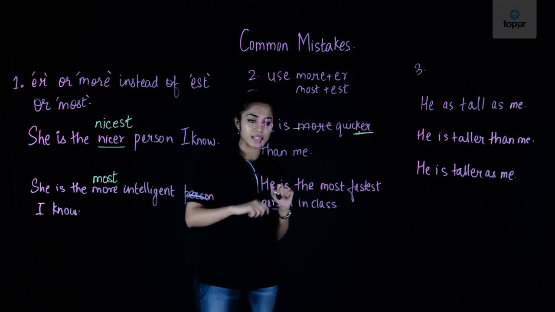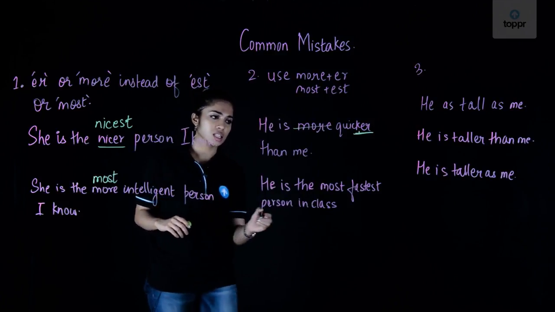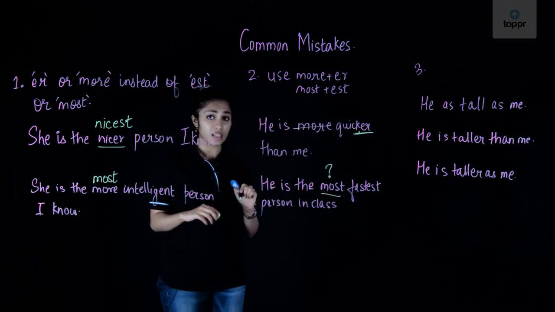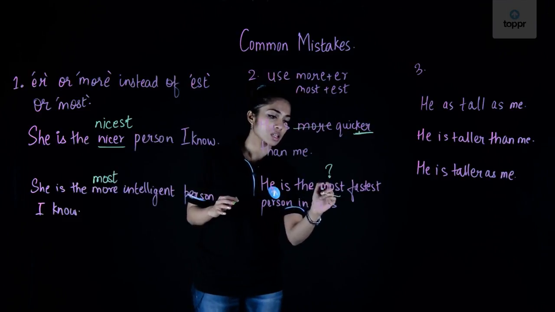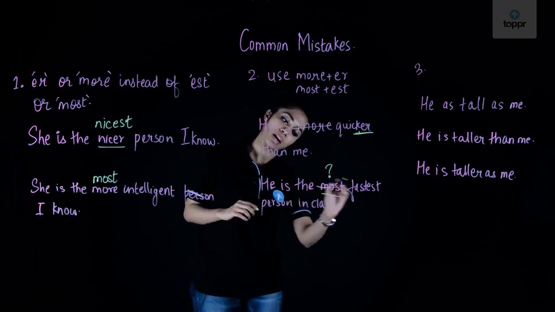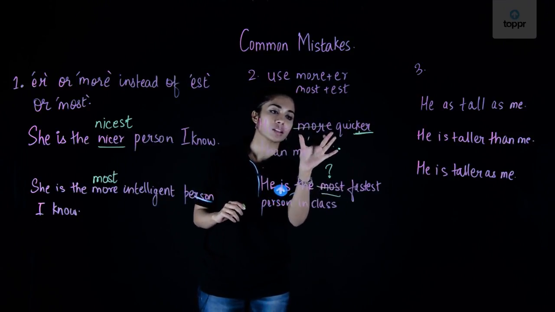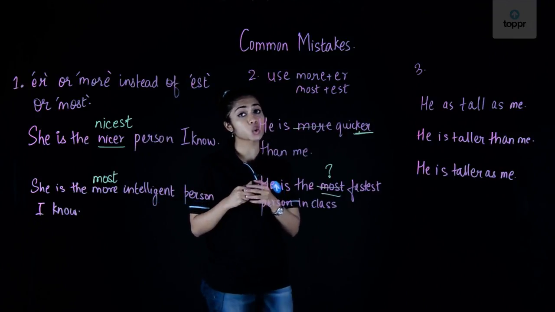Let's look at the second sentence. He is the most fastest runner in the class. Is this "most" really needed? Yes, you are right. It is not needed, because if we just delete this "most", we know he is the fastest runner in the class. We do not need the "most" here and we do not need the "more" here. Now, let's move on to the third mistake that students often make.